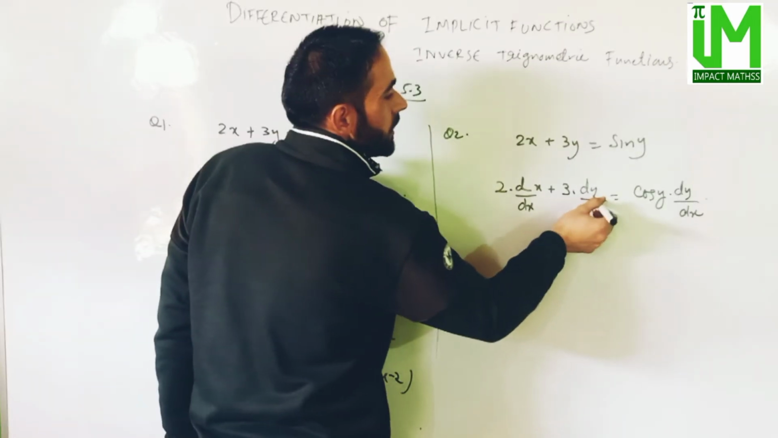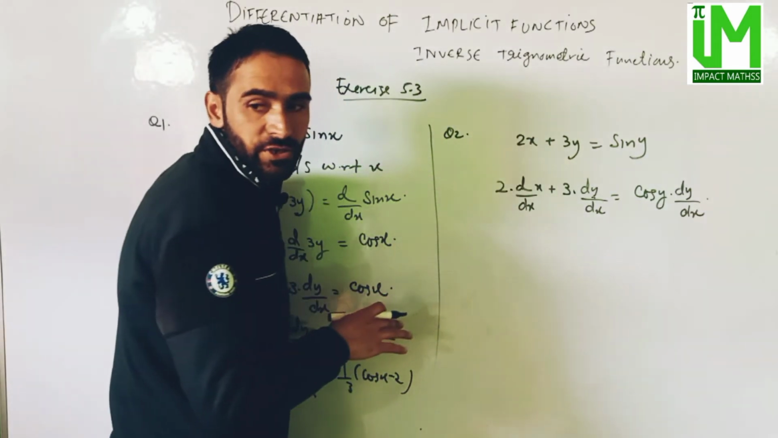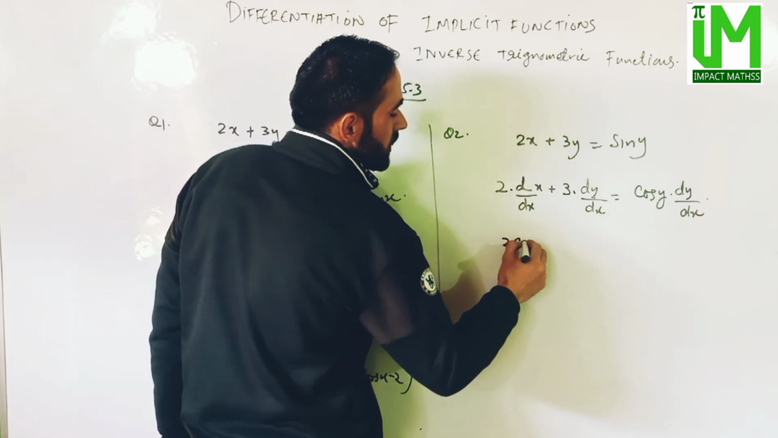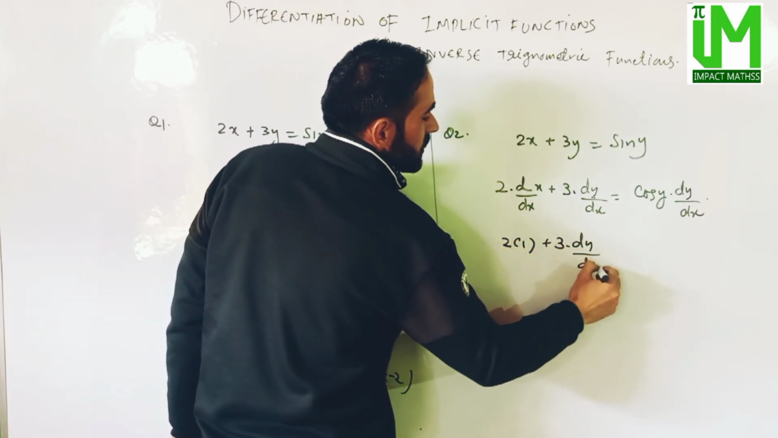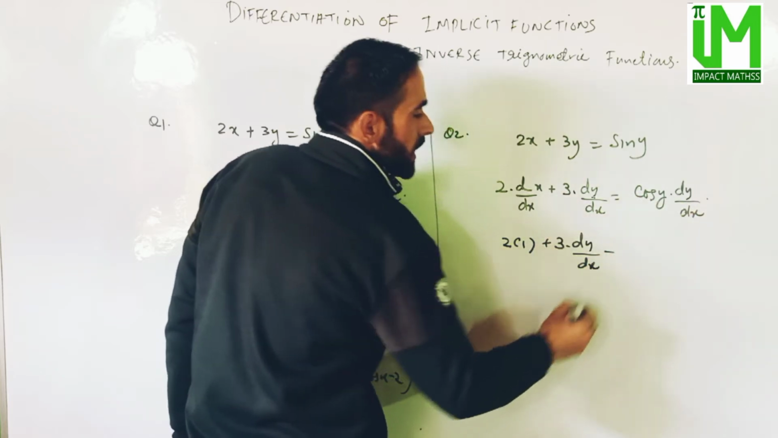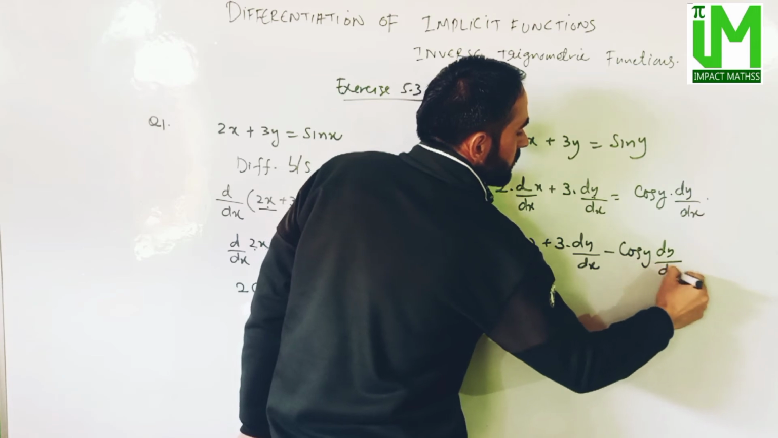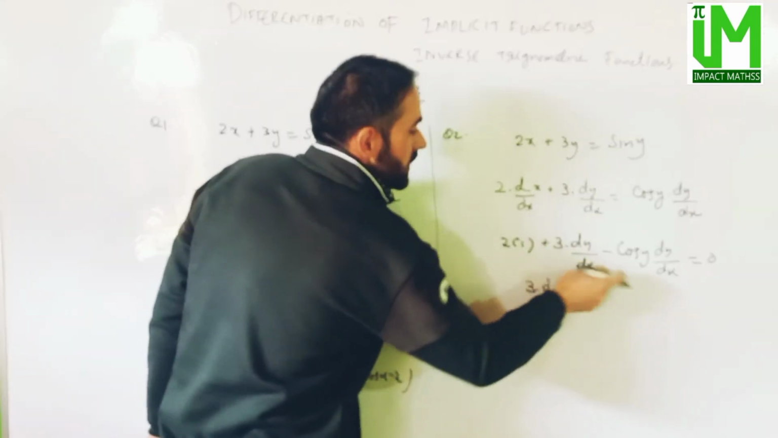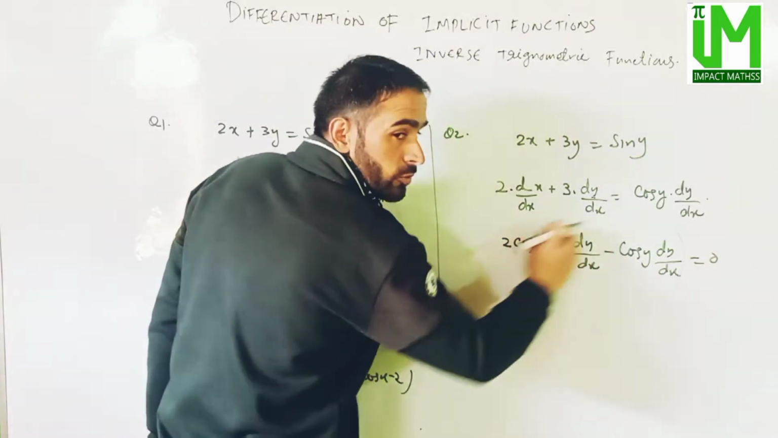So फिर से dy by dx यहाँ है और dy by dx is here. एक साइड dy by dx शिफ्ट करने की कोशिश करो. So it will be twice x differentiation 1 plus 3 times dy by dx. ठीक है. ये शिफ्ट करो, it will be minus cos of y dy by dx is equal to 0. So it will be 3 times dy by dx. इन दो टर्म्स में से आप dy by dx कॉमन निकालिए.